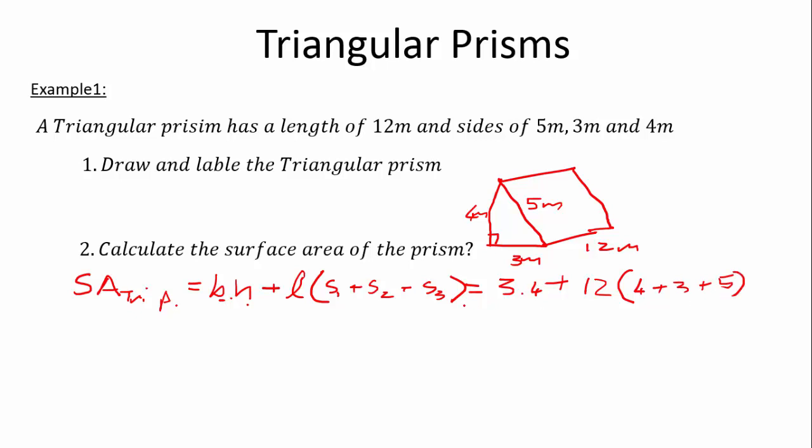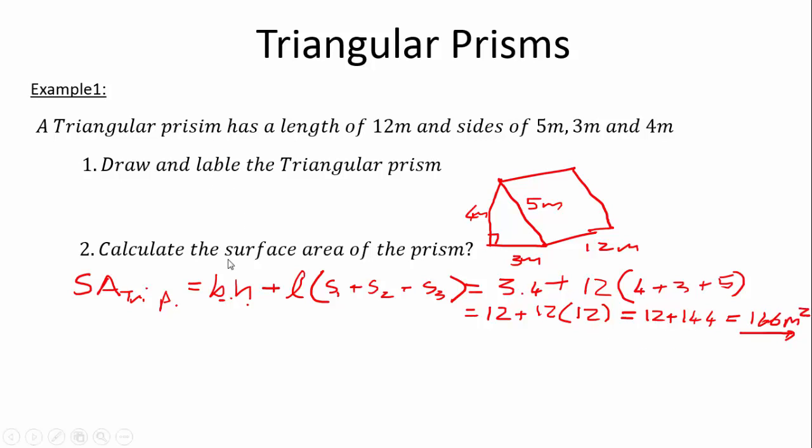So now, coming back over here, 3 times 4 is 12, plus 12 multiplied by, what's 4 plus 3? That's 7, plus 5 is 12. What is 12 plus 12 times 12? 12 times 12 is 144, plus another 12 is 156. And that is our answer. Is that finished? No, we've got to write meters squared.